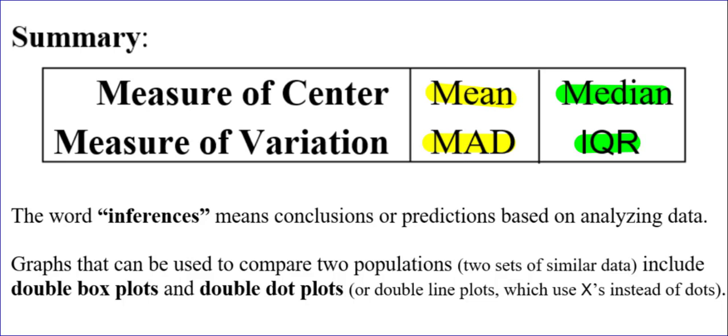All right, some more vocabulary. The word inferences, you're going to hear that word a lot on these guided notes. That means conclusions or predictions based on analyzing data. And the graphs that can be used to compare two populations, and when I say two populations, I'm talking about two sets of similar data. The graphs that we're going to be looking at today are going to be double box plots and double dot plots. Now, we could also use double line plots, which look very similar to double dot plots, except they use X's instead of dots. You actually see that on one of the pages near the end of these guided notes.